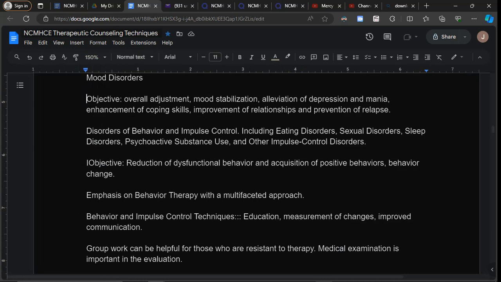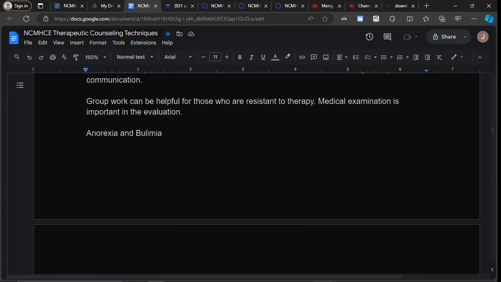Disorders of behavior and impulse control, including eating disorders, sexual disorders, sleep disorders, psychoactive substance use, and other impulse control disorders. Objective: reduction of dysfunctional behavior and acquisition of positive behaviors, behavior change. Emphasis on behavior therapy with a multifaceted approach. Techniques include education, measurement of changes, improved communication. Group work can be helpful for those who are resistant to therapy. Medical examination is important in the evaluation.